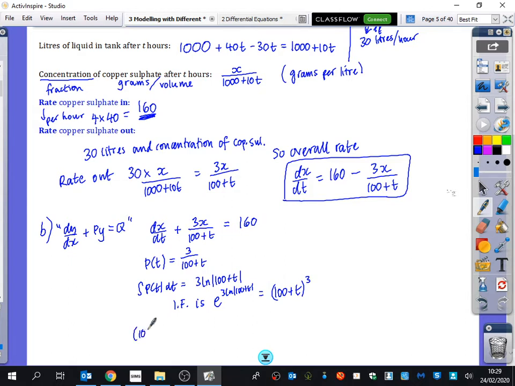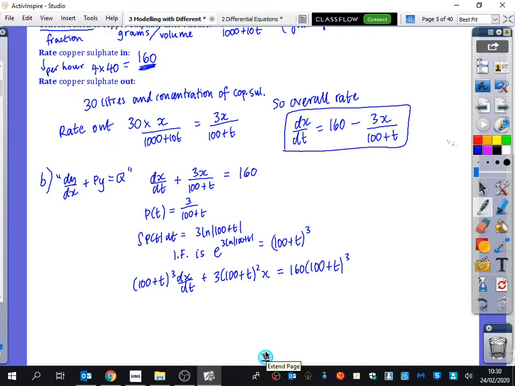So you've got (100 + t)^3 dx/dt plus, when you multiply that out, you're going to get 3(100 + t)^2 x, because you've got (100 + t)^3 divided by (100 + t), which is (100 + t)^2. You with me? Yep. Equals 160(100 + t)^3.